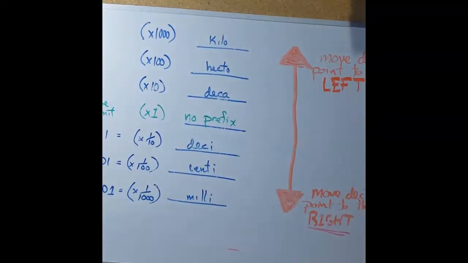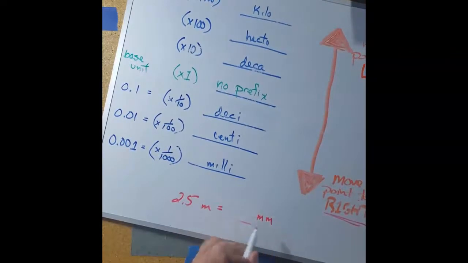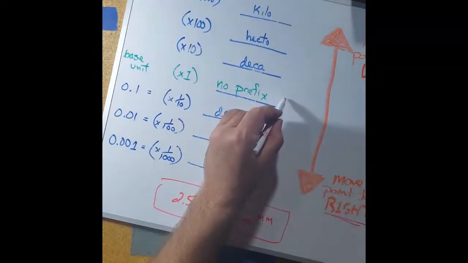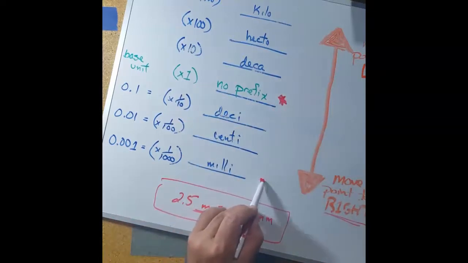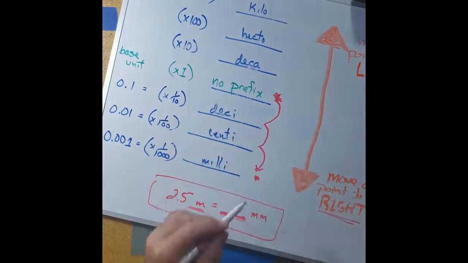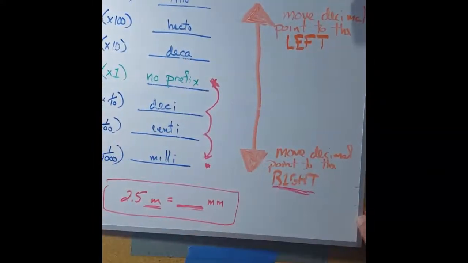Number 5, 2.5 meters equals how many millimeters? All right. So we're given just meters. That's a measurement that contains no prefix, so that'll mean that we're starting right here. And millis down here. So to get from there to there, we have 1, 2, 3 jumps. And since we're going down this ladder, we're going to move the decimal point 3 to the right.